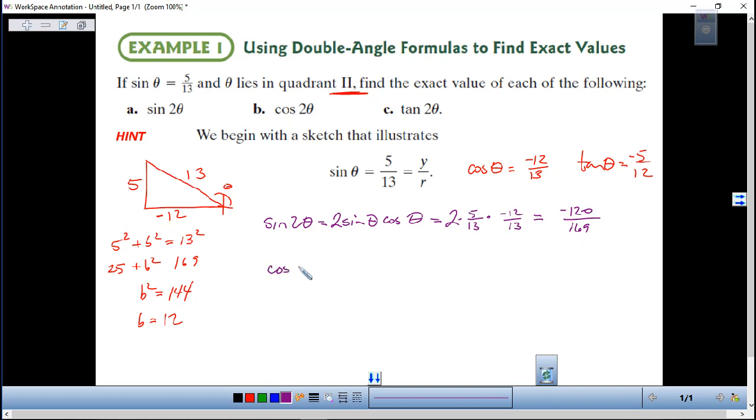And then we've got cosine 2 theta, which is cosine squared theta minus sine squared theta.